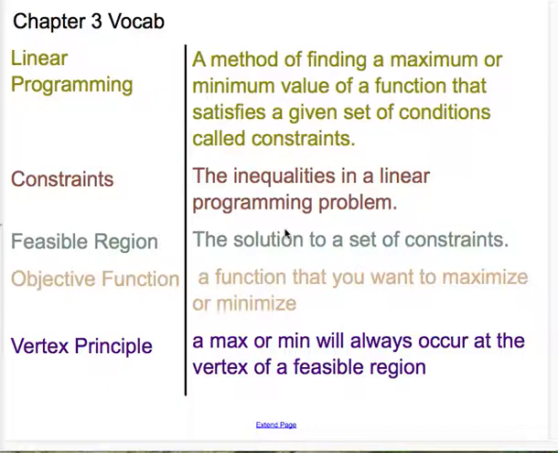The constraints are the inequalities in the linear programming problem. The feasible region, all this relates to the system of inequalities we just solved. That was kind of a generic example. And like I said, now we're going to be looking at word problem examples. The feasible region is the solution. So that's where the shading would overlap, thinking back to what we did in the last section. The objective function is the function that you want to maximize or minimize.